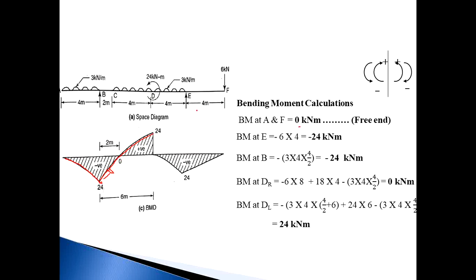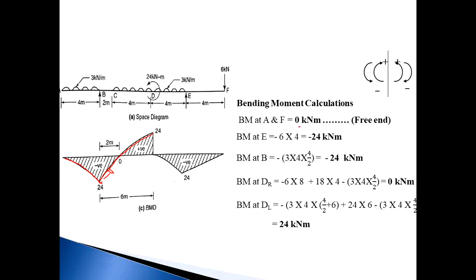So once again I repeat: in between E to F there is no load, so it will be an inclined straight line. In between D to E, UDL, so it is a parabolic curve. In between C to D, once again a UDL, so it is also a parabolic curve. In between B to C there is no load, so it will be a horizontal straight line. In between A to B there is a UDL, so it will be a parabolic curve.